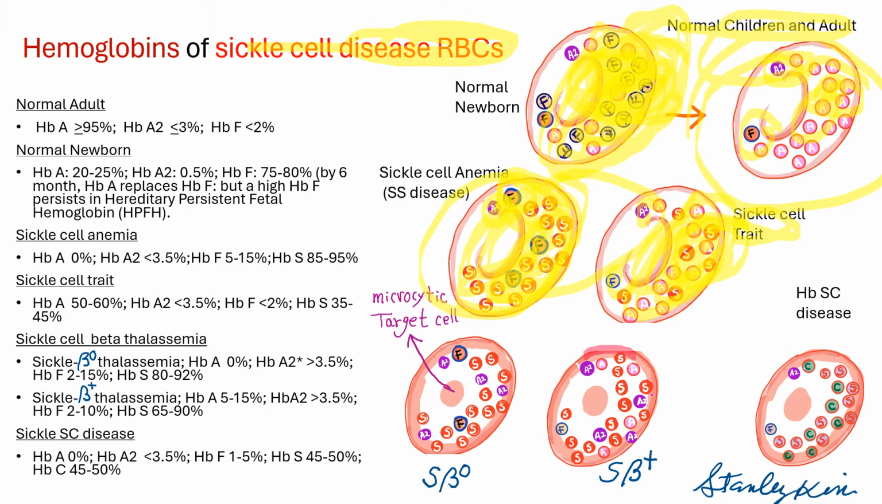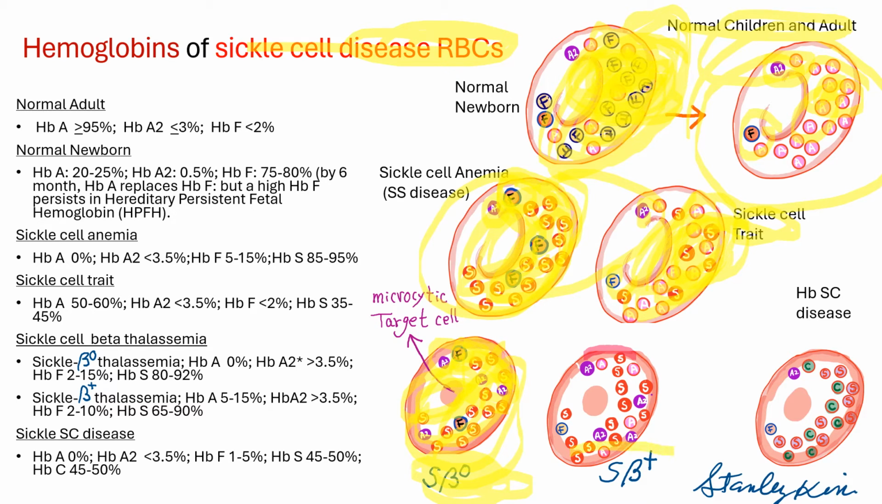What about the sickle beta thalassemia? In patients with sickle beta 0 thalassemia, they have no hemoglobin A, as we studied in the previous slide. So the majority of hemoglobins are hemoglobin S, accounting for 80 to 90%. And did I mention that beta thalassemia patients have higher hemoglobin A2 levels? Yes, they have hemoglobin A2 at about 5 to 10%. And they have some hemoglobin F.